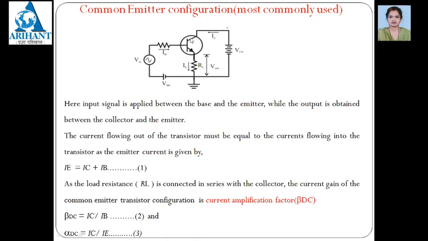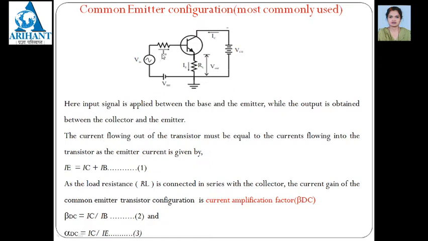Here is the transistor symbol: base, emitter and collector. The emitter is common and grounded, hence it is called common emitter. The input is given at the base, and the output is taken from the collector. Here the input signal is an AC signal applied between base and emitter, while the output is obtained between the collector and the emitter.